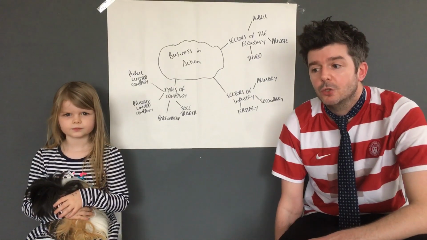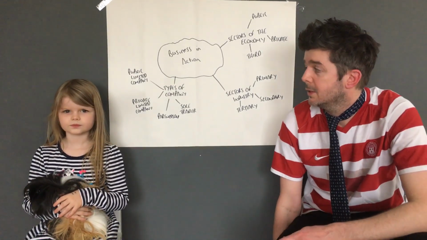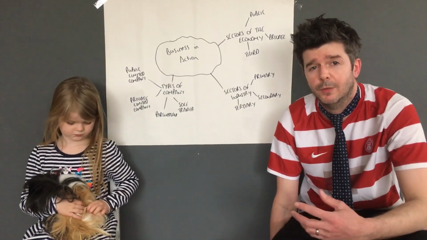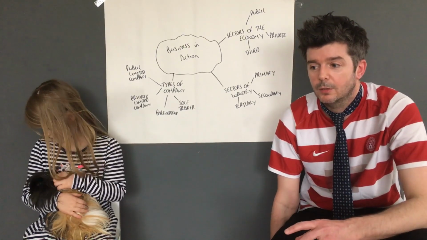Okay, so that's been a quick run through of Business in Action Unit 1, the three main things: sectors of economy, sectors of industry, and different types of companies.